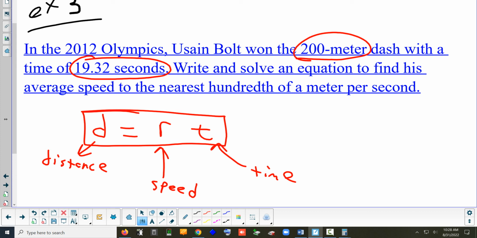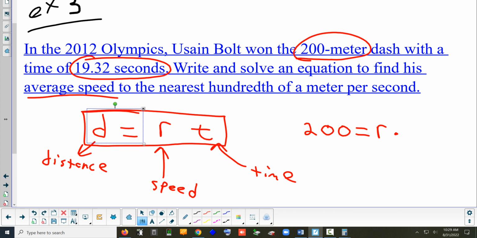So what we do now is fill in everything that we know. We're going to know 2 out of 3 of those letters, and we're going to solve for the third one. Let's start from left to right. Do we know the distance in this problem? Yep, 200 meters. So 200 equals, do we know the speed? No, that's what we're solving for. Find speed, that's what the question says. Since we don't know the speed, we're going to leave that as r.